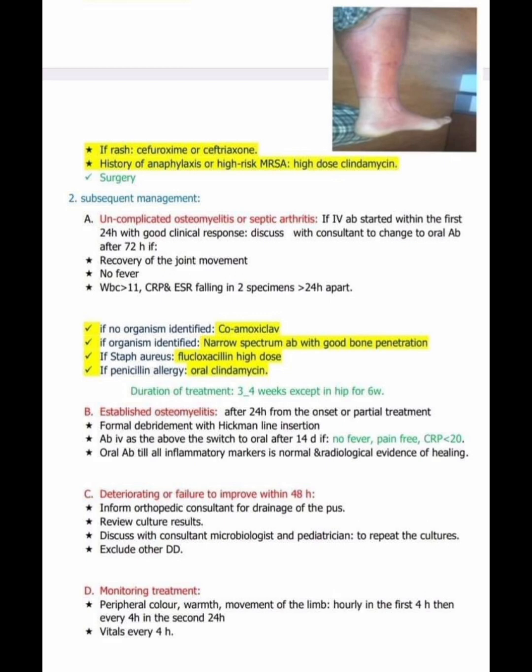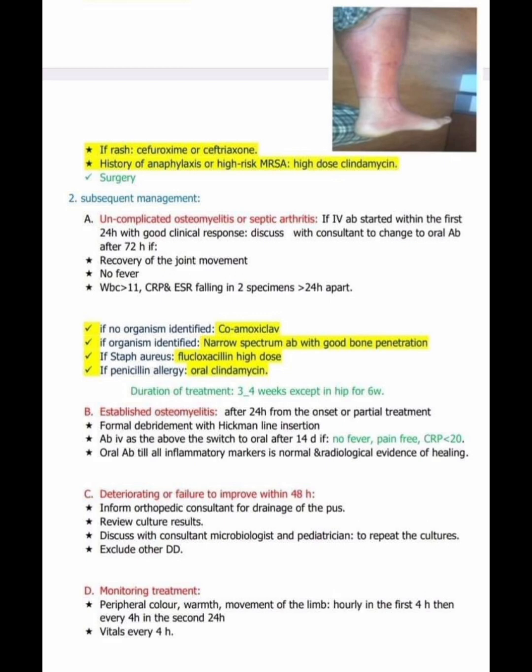Then if no organism is identified, give amoxiclav. If organism identified, narrow spectrum antibiotic with good bone penetration. If Staphylococcus aureus, give flucloxacillin high dose. If penicillin allergy, oral clindamycin. Duration of treatment is 3 to 4 weeks except in hip for 6 weeks.